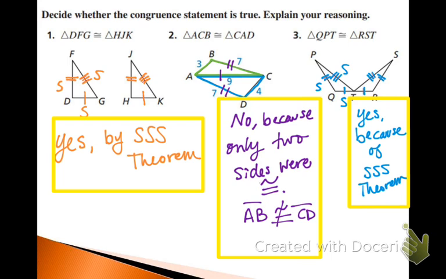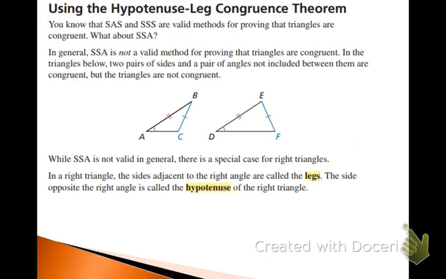This next section you will need your highlighter for, so make sure that you have it out so that you can highlight what I will ask you to highlight. This is the introduction to what we call the hypotenuse leg theorem.